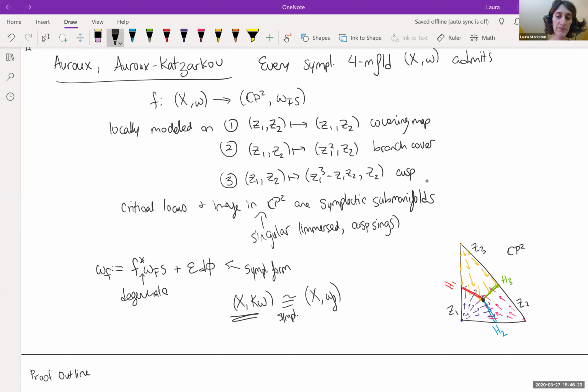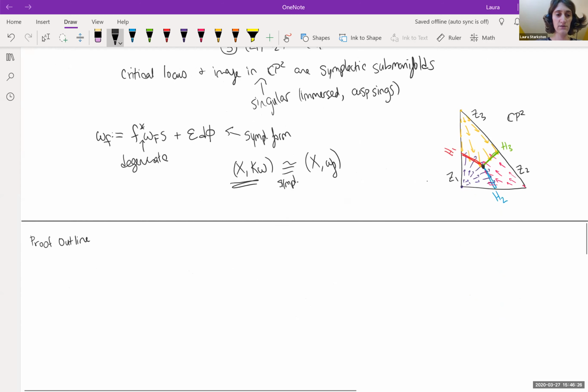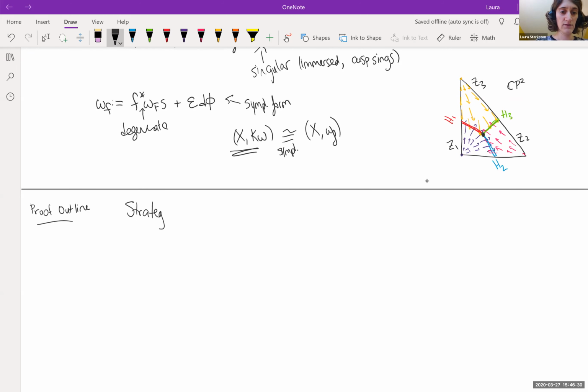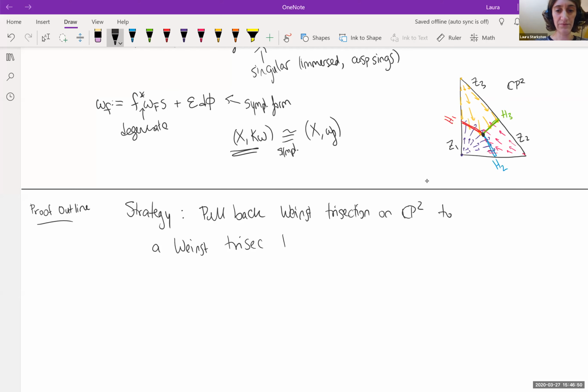So my goal, the general strategy, is to pull back the Weinstein trisection on CP2 to a Weinstein trisection on X, with respect to this lifted symplectic form, and then that's going to yield a Weinstein trisection on X with my original symplectic form. Any questions on that strategy?